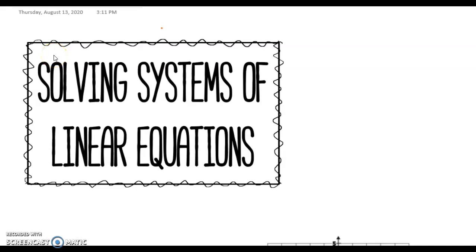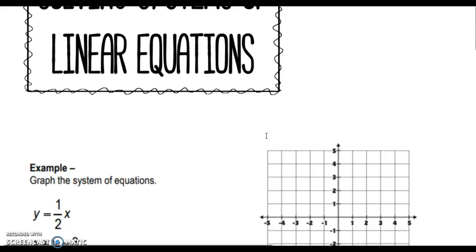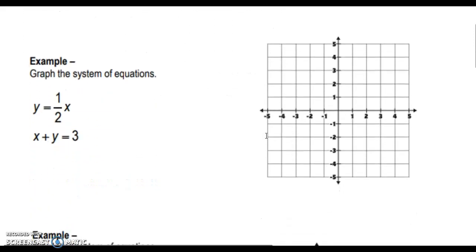Okay, so this is our notes on 5.1. We're going to be working in our flip book that says Solving Systems of Linear Equations. We're specifically working on the Solving Systems by Graphing tab. On the back of the cover tab, when you open it up, it gives this example.